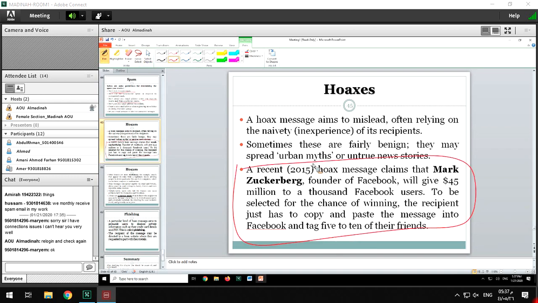In 2015, this was a message roaming everywhere on Facebook. It says that the owner, or the CEO, of Facebook is giving you $45 million. What you have to do is paste this message and send it on Facebook, tagging some 10 users. You will get a chance of winning $45 million. These kinds of messages are what we call a hoax message.